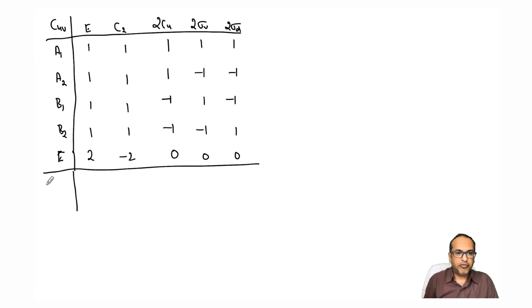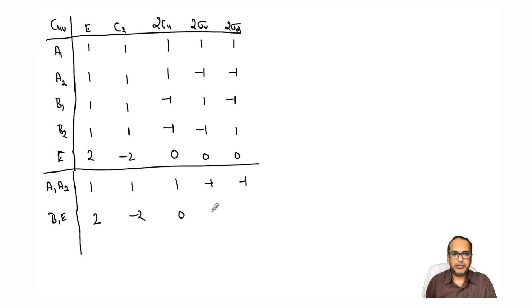So now let's say we take a representation where we have the direct product of A1 and A2. We can write down the product of the two traces, and we will get 1, 1, 1, -1, -1. Let's take another example. Let's say we obtain a direct product of B1 and E. So what do we get? 2, -2, and then we have 0, 0, 0, because these are all zeros, right? We can also do a direct product with itself. So E cross E will be equal to 4, 4, 0, 0, 0.